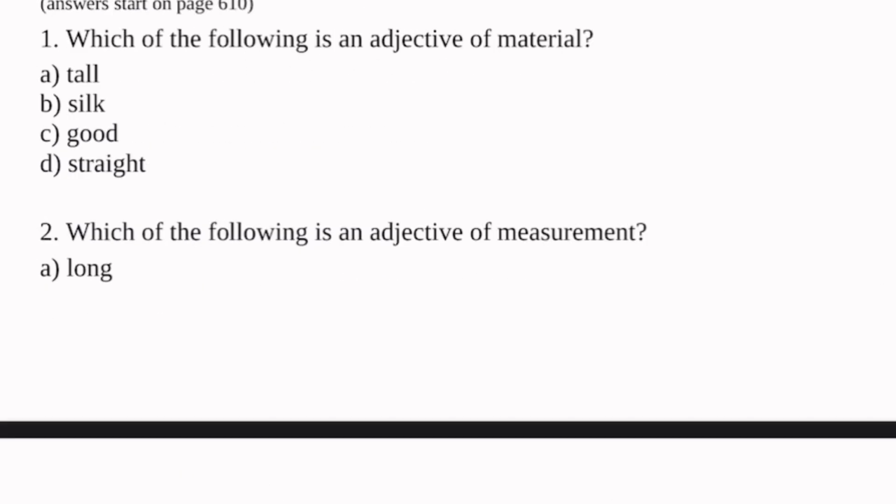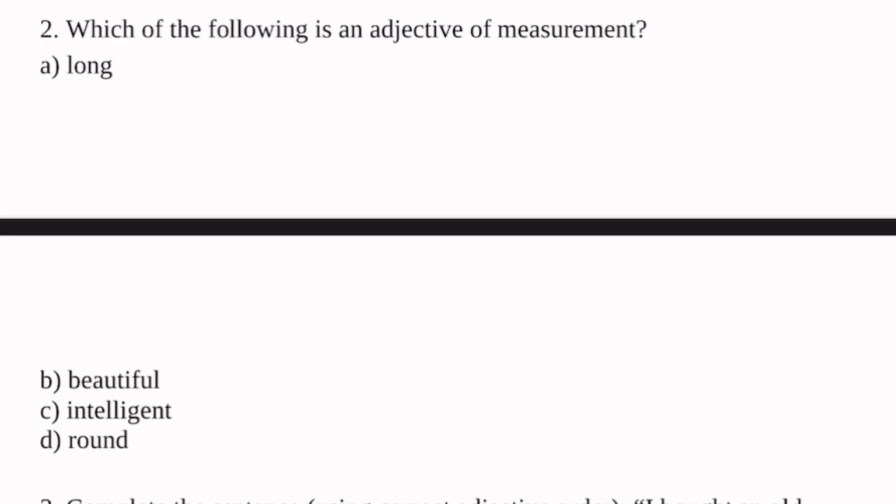Now, let's look at these 5 exercises. Number 1, which of the following is an adjective of material? I'll give you 2 seconds. Is it tall, silk, good, straight? The answer is silk, material, what it is made of. Number 2, which of the following is an adjective of measurement? Long, beautiful, intelligent, round. The answer is long.